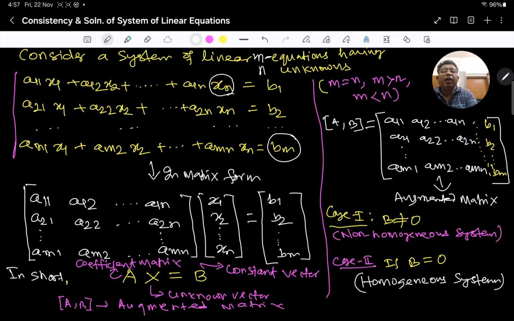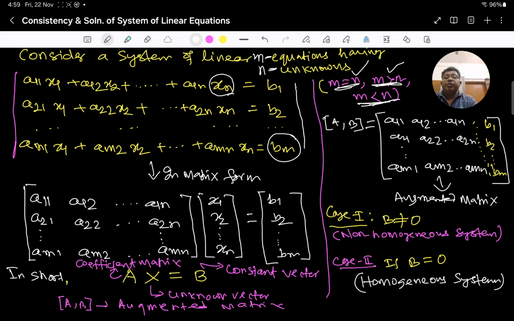and n unknowns. Okay, so this m may equal n, m may be greater than n, m may be less than n, no issue. If m is equal to n, then the system is determined. If m is greater than n, you have more equations, so the system is over-determined. If m is less than n, the number of equations is less, which means it is under-determined. So according to the different situations, we will see what will be the consistency.